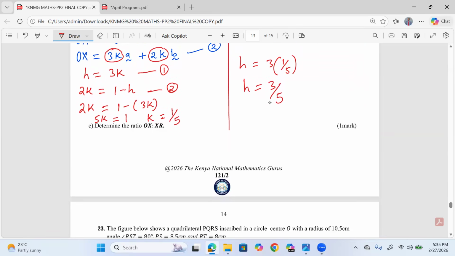We are checking the part C of the same question. So we read it together.